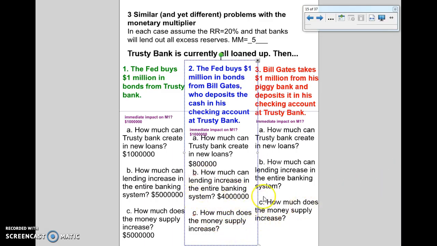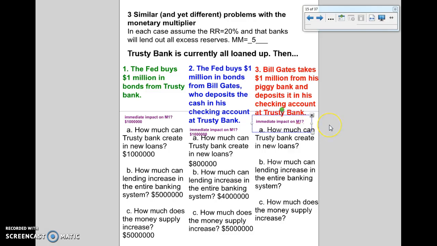So, of course, the change in the banking system is only $4 million, but this $1 million was also created in the first place. So our total change is $5 million, just like it was when the Fed buys a bond from a bank. So whether the Fed buys a bond from an individual or a bank, it will have the same impact on the money supply. It's just that the lending increase in the banking system is different here because they must hold some in reserve when it's sold to an individual.